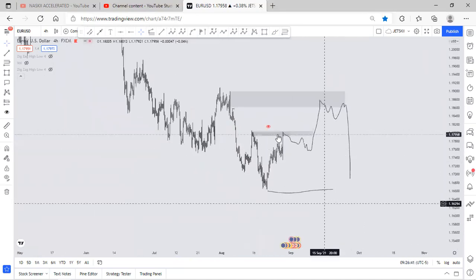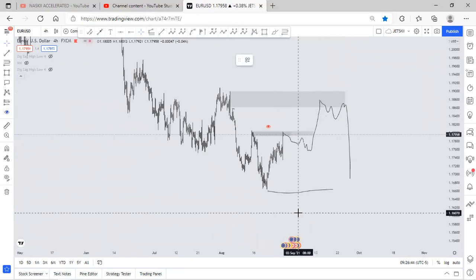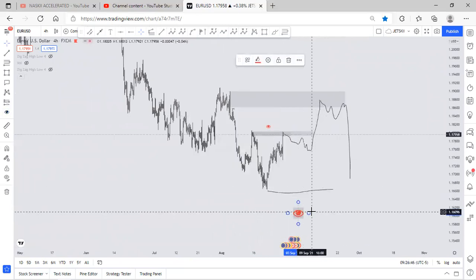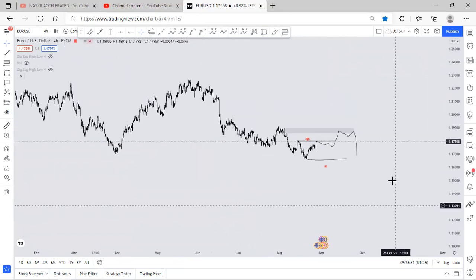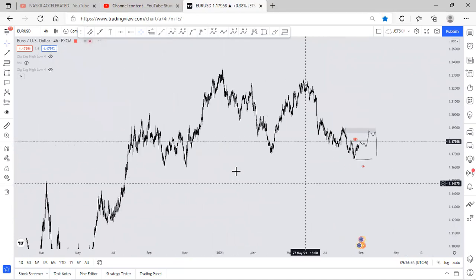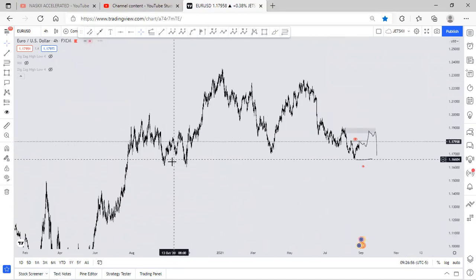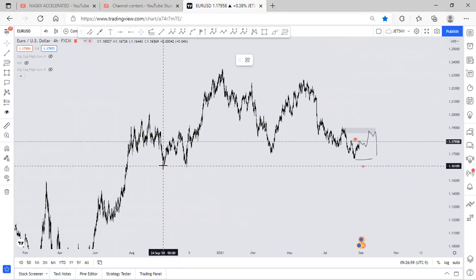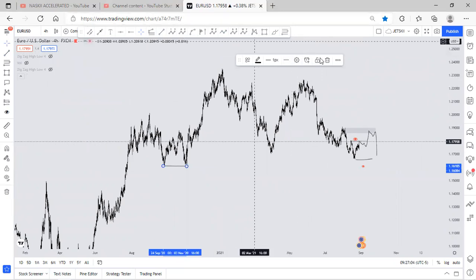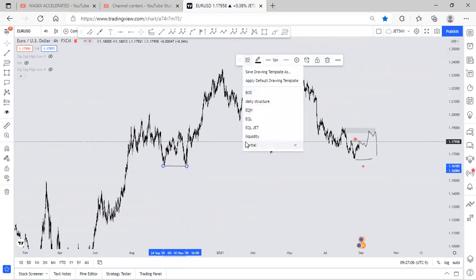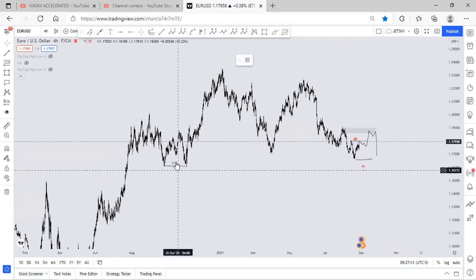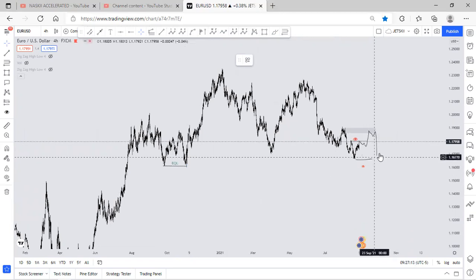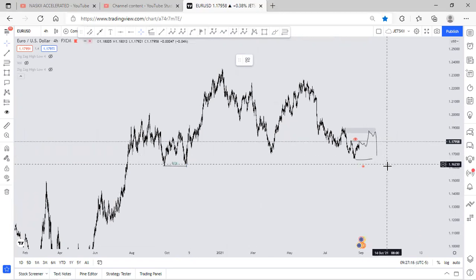But I can further target below that low. And then long term, I know I want to trade below these equal lows here. So long term, I want to trade below these areas here. So I might extend my targets down here.